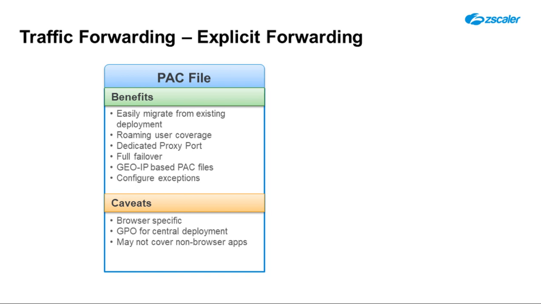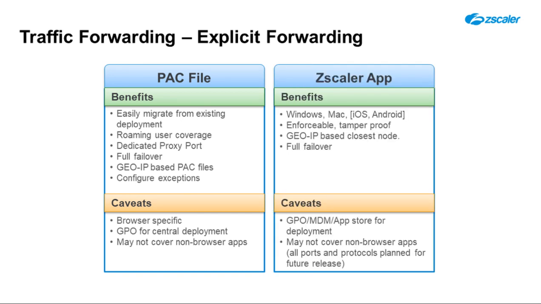The previous slide listed the transparent traffic forwarding methods for use at your physical sites. When users are not at work, the way traffic comes to us is by using a PAC file or using the Zscaler app. The downside of PAC files is that it may not cover applications that are not browser compliant. There are very few of them now, but that is a clear possibility, and so if you're worried about that, you can use our app.